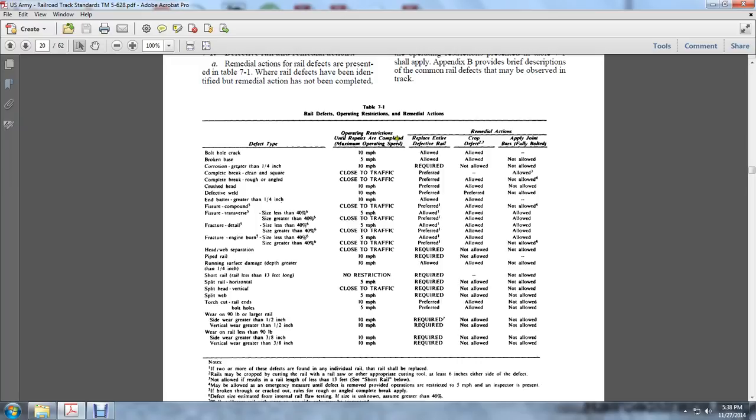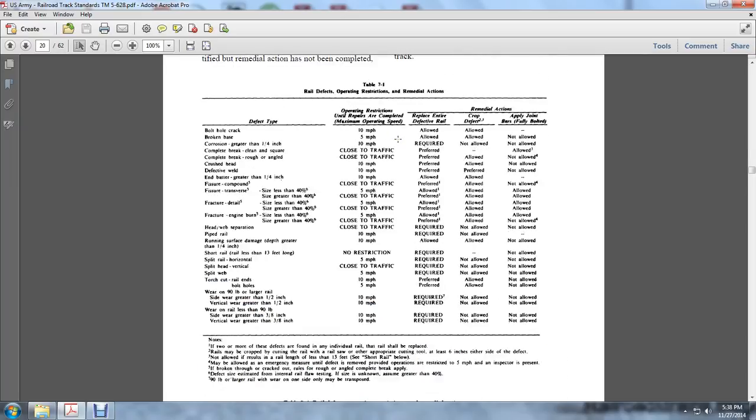Basically, here's a table of rail defects, operating restrictions, and remedial actions. You have your corrosion, your grate bar, complete broken.